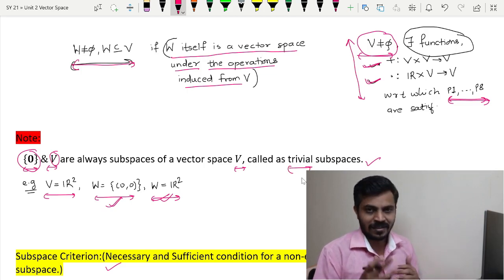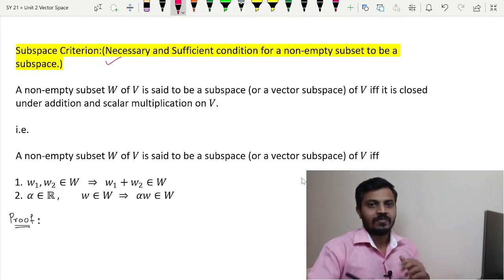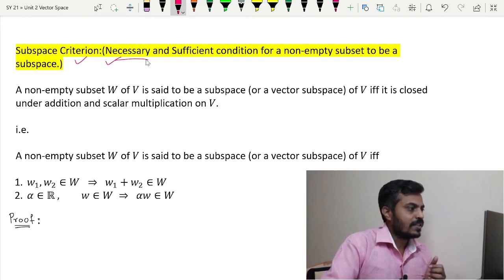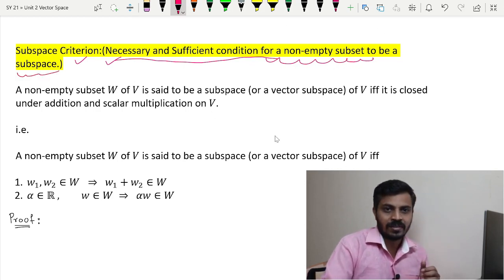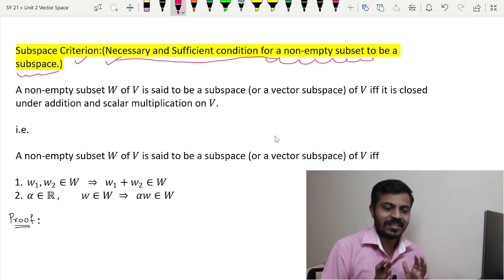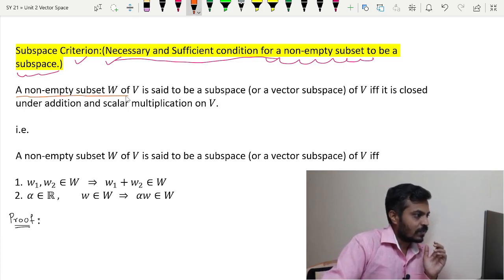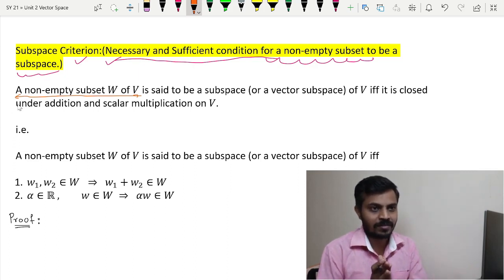Now let us move towards the main theorem that we are going to discuss today. It is called the subspace criterion, or it is also called the necessary and sufficient condition for a non-empty subset to be a subspace. So let us see what the statement is. A non-empty subset W of V. So suppose you have a certain vector space.